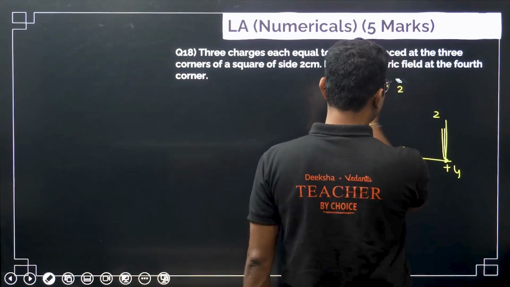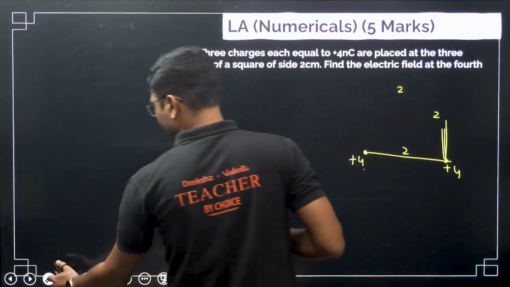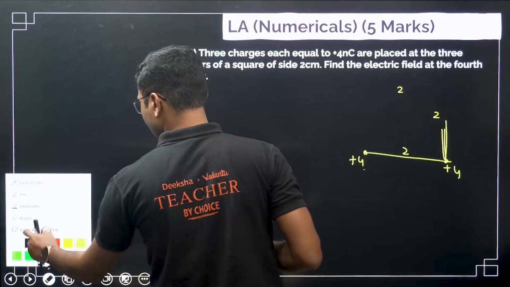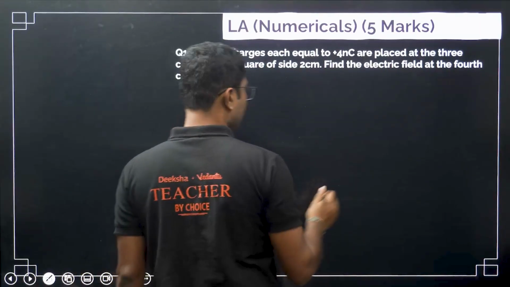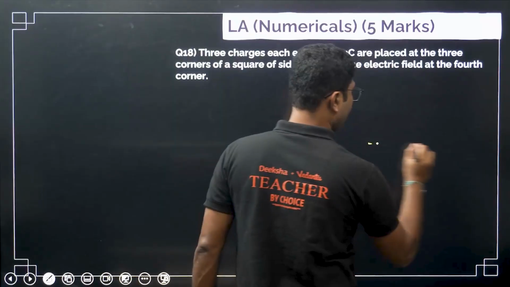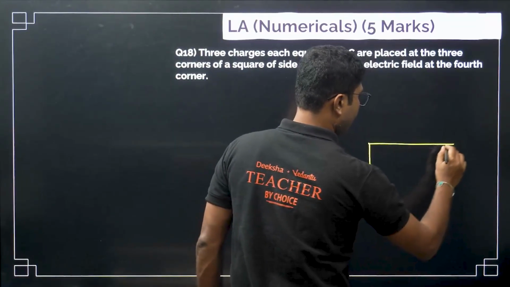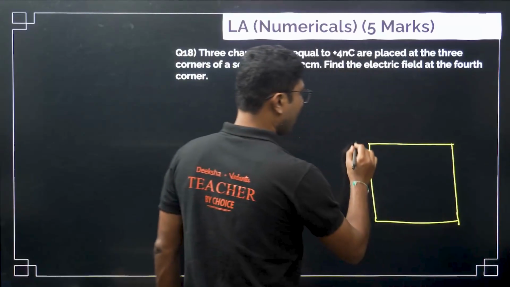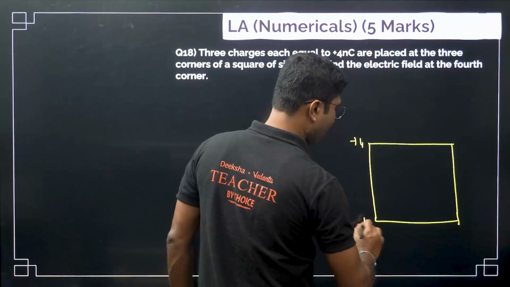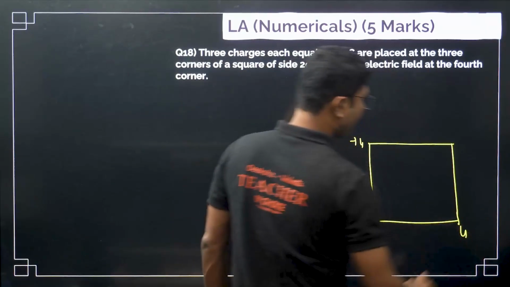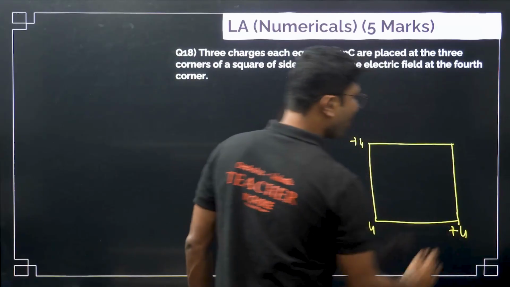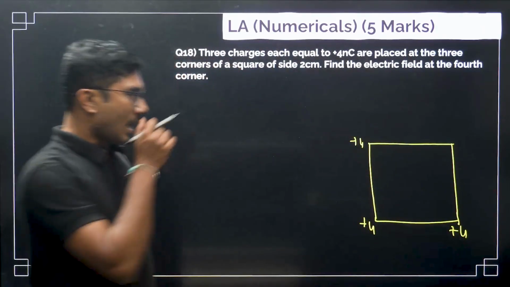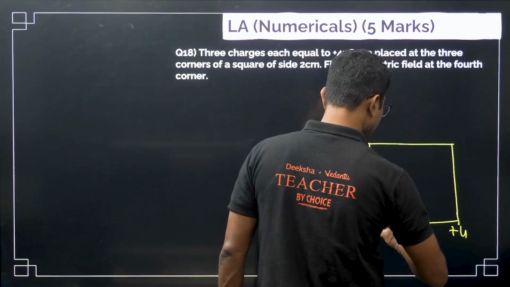Let me redraw this so that I get enough space to draw the vectors. So in this case the main problem is the vector addition. Calculating the individual electric field, I hope you can do that by now. And this distance is easy.